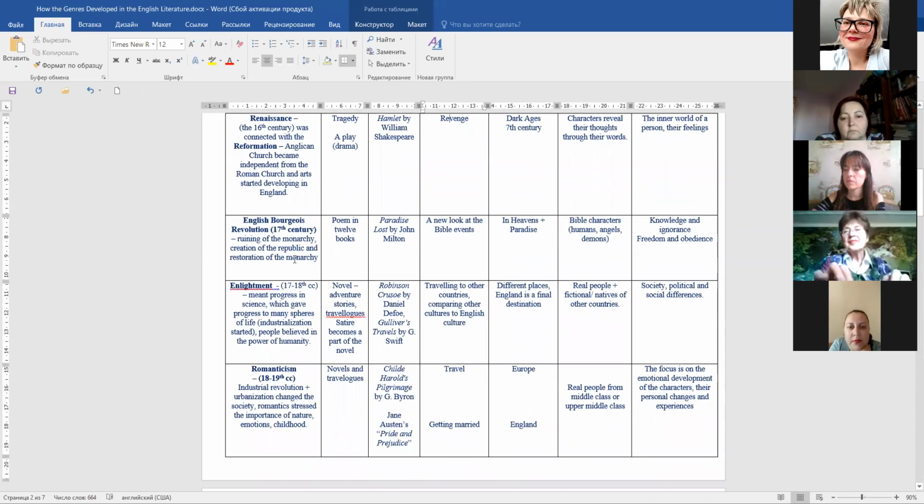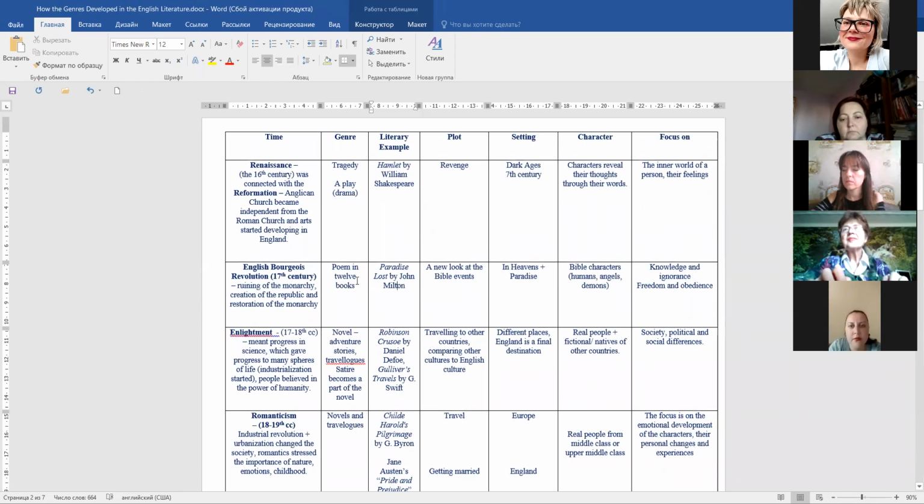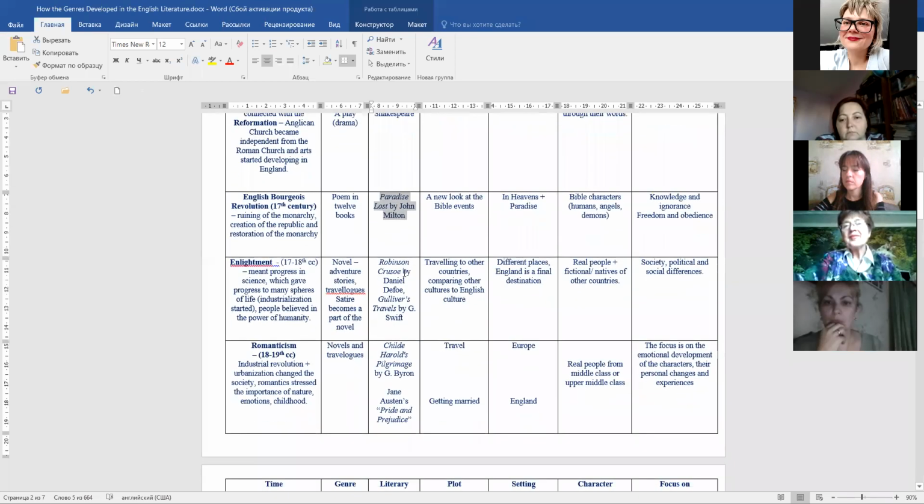Then bourgeois revolution. I give here Paradise Lost by John Milton, but I hope that if you don't have any other good example of literary works, we can just put it off. Maybe you will think of something else, because I don't think that Paradise Lost is an interesting book for kids.